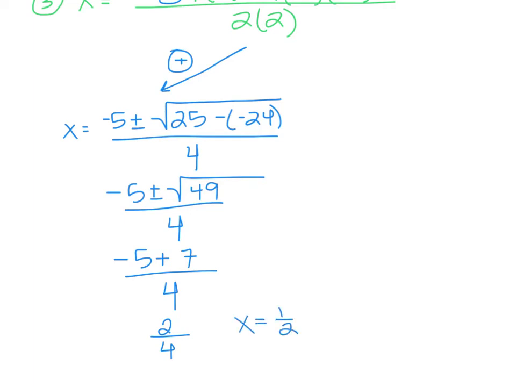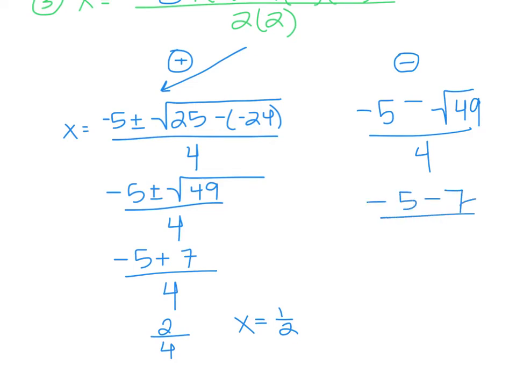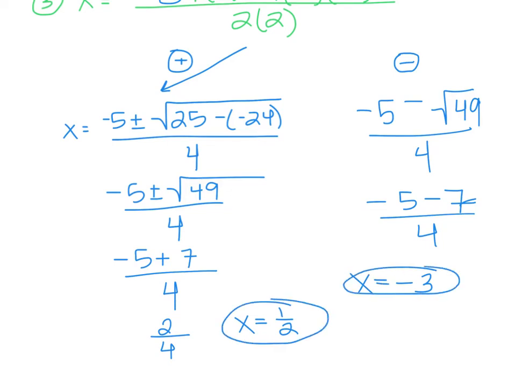Then I have my other solution with the subtraction sign. I have negative 5 minus the square root of 49 over 4, which gives me negative 5 minus 7 over 4, which is negative 12 over 4, which is negative 3. So my two solutions are 1/2 and negative 3.